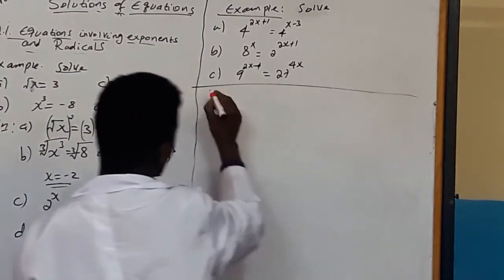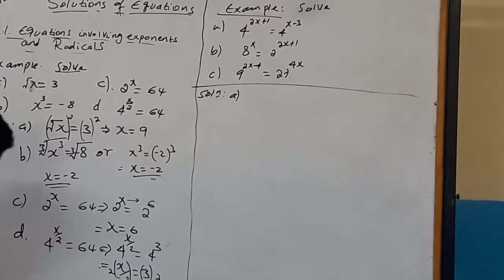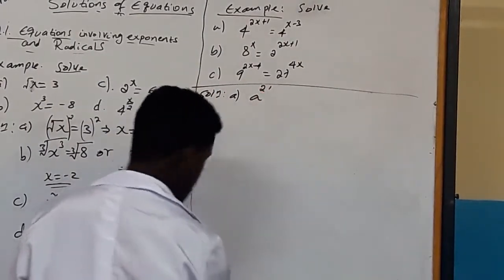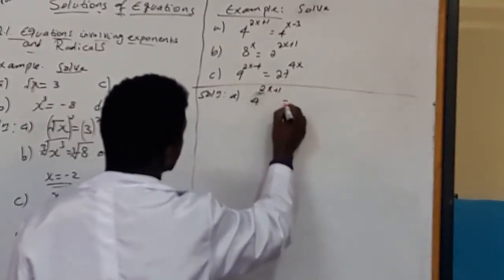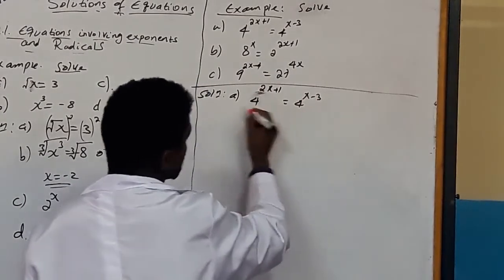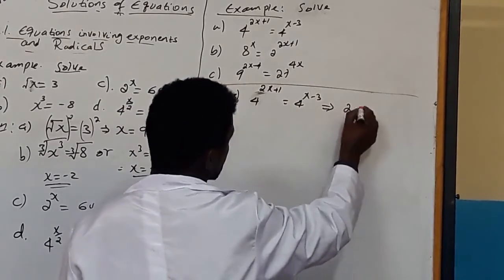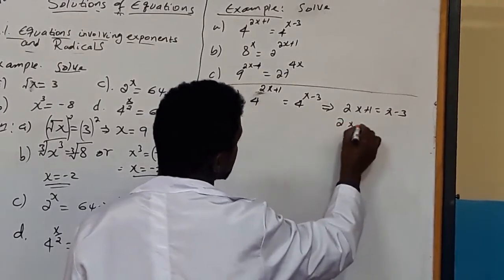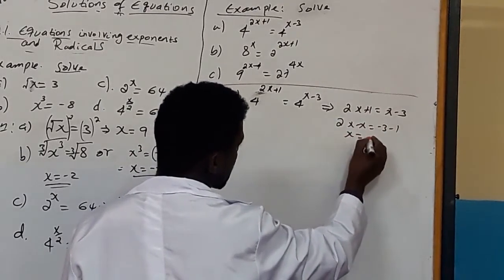Here is the solution for A. The rule says that if a to the power of x equals a to the power of y, x and y must be what? Equivalent. So the bases are the same: 4 to the power of 2x plus 1 is equal to 4 to the power of x minus 3. Since the bases are the same, we can equalize the exponents. That is, 2x plus 1 is equal to x minus 3. In this case, we can solve for x. This means 2x minus x is equal to negative 3 minus 1. So x is equal to negative 4.